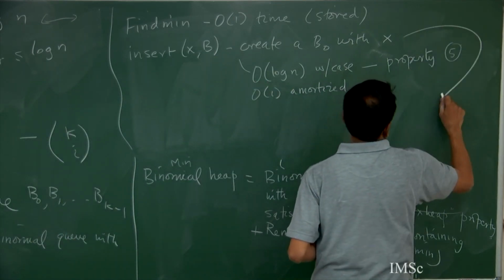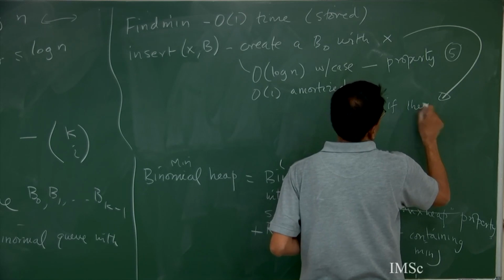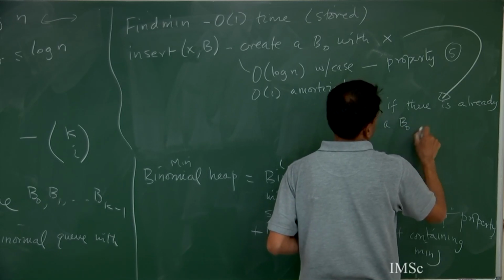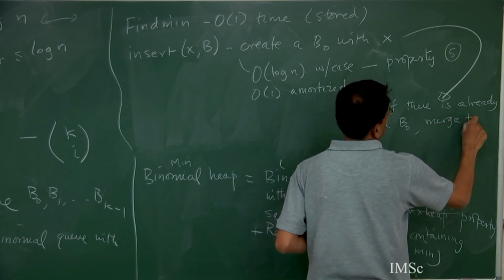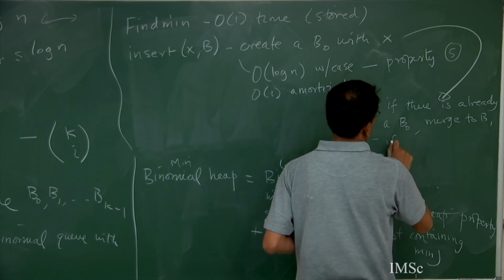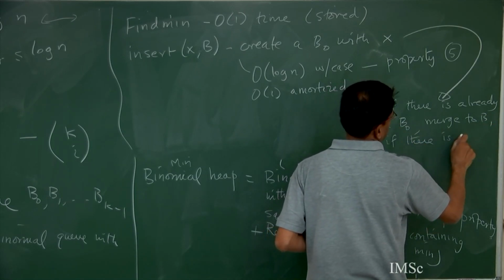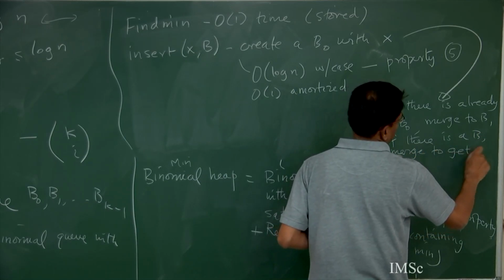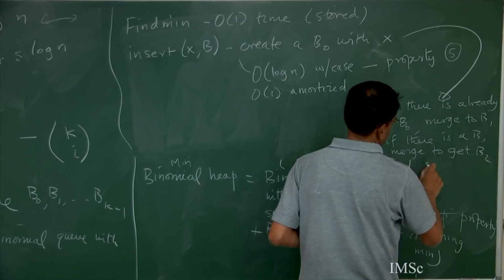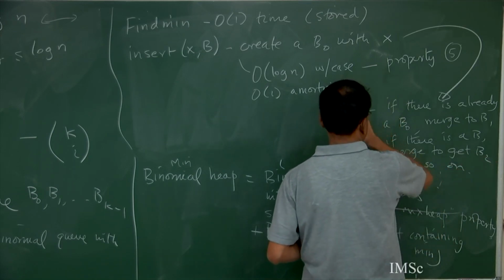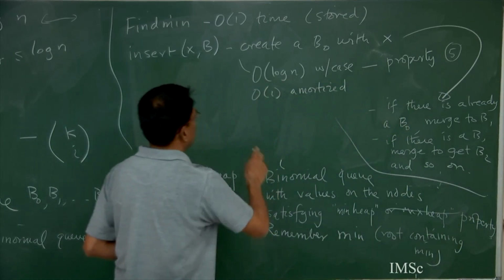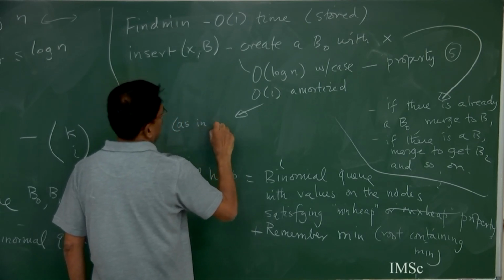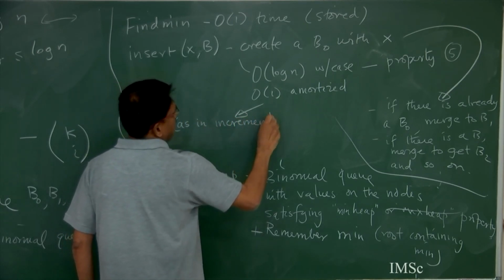So the algorithm would be, if there is already a B0, merge to get B1. If there is a B1, merge to get B2, and so on. So the worst case is log n, but it is constant amortized, as in incrementing a binary counter.